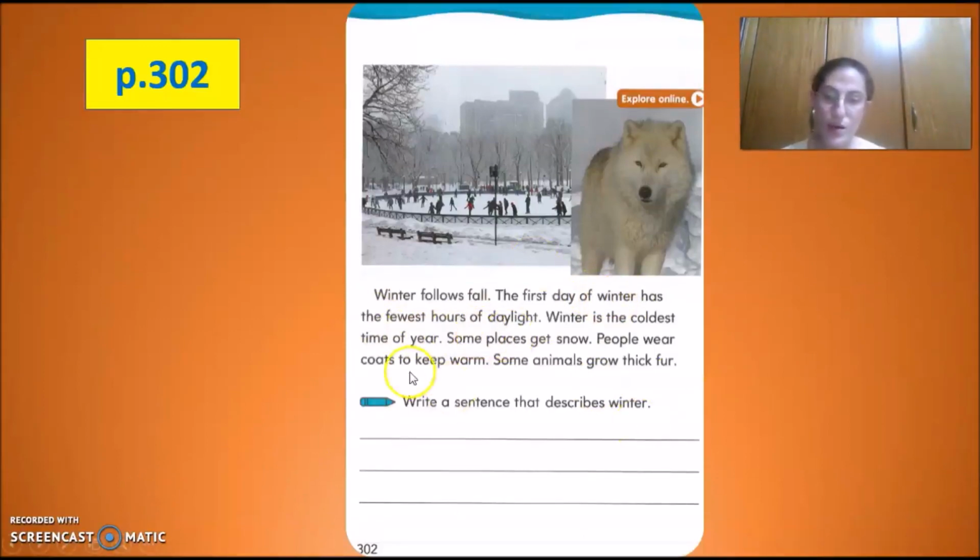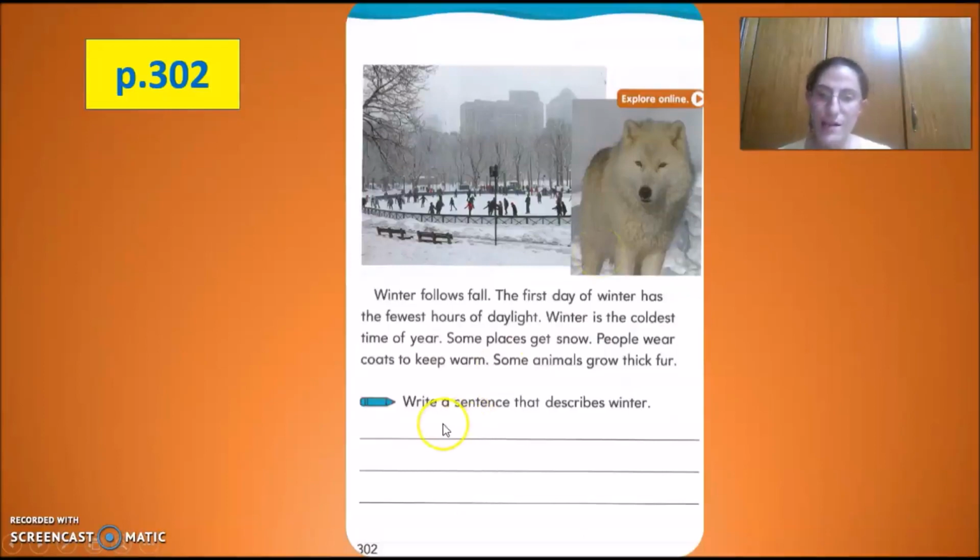So they're telling us that winter is the coldest time of the year, and some places get snow. When it is really cold, some places get lots of snow, okay? So it will be covered with snow when the temperature drops to 0 degrees Celsius and even below. And in order to stay warm, the people would wear coats, and bonnets and gloves, like what we do, guys, at school. And some animals grow thick fur, such as the red fox, in order to stay warm and survive during the really cold winter. Otherwise, they will die.